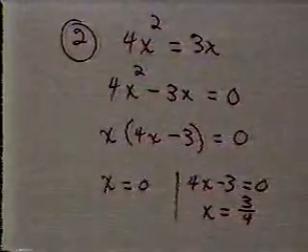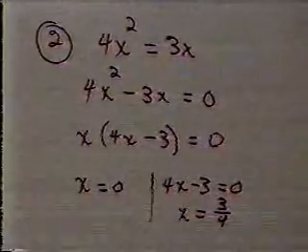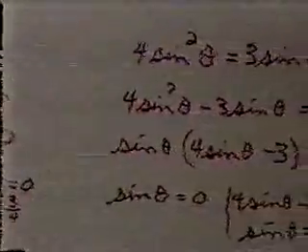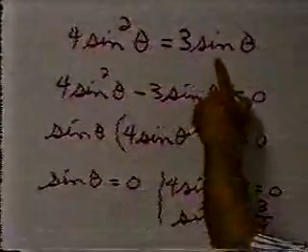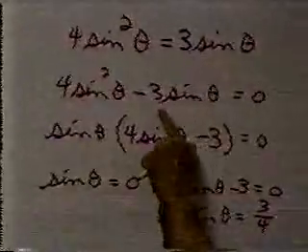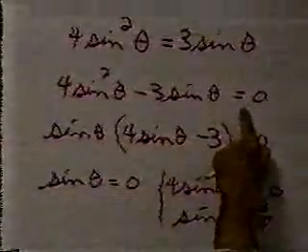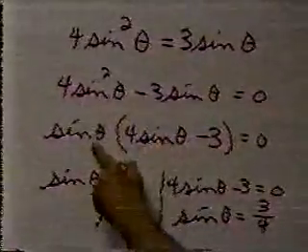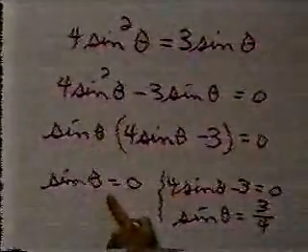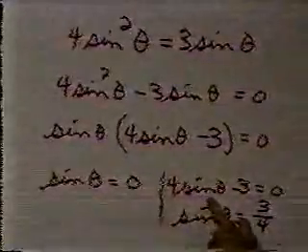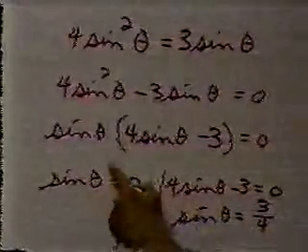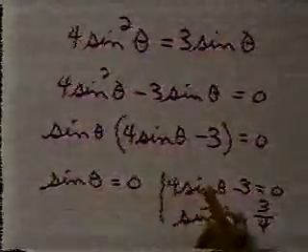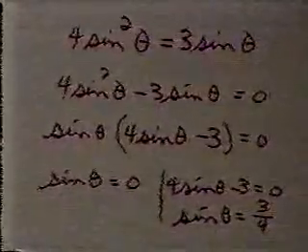All right, let's look at that same setup with trig functions. Here we have 4 sine squared is equal to 3 sine, so we'll move that across, set it equal to 0, and solve. Well, we have a common factor, so we'll factor it out. We set that equal to 0, we set this equal to 0, and solve. So setting that equal to 0, well, there it is. Setting this equal to 0, we move the 3 across, divide by 4, and so we have the sine of theta.